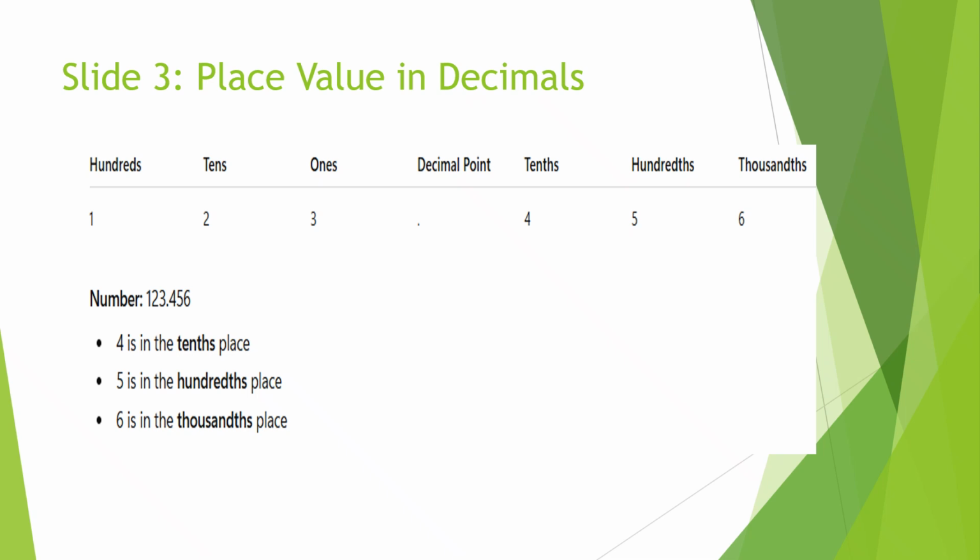Next, place value in decimals. How will you find the place value in decimals? See here: hundreds, tens, ones, these are all the whole part. The decimal point is in the middle. After the decimal point you get tenths, hundredths, thousandths. For example, 123.456. In this, 4 is in the tenths place, 5 is in the hundredths place, and 6 is in the thousandths place.